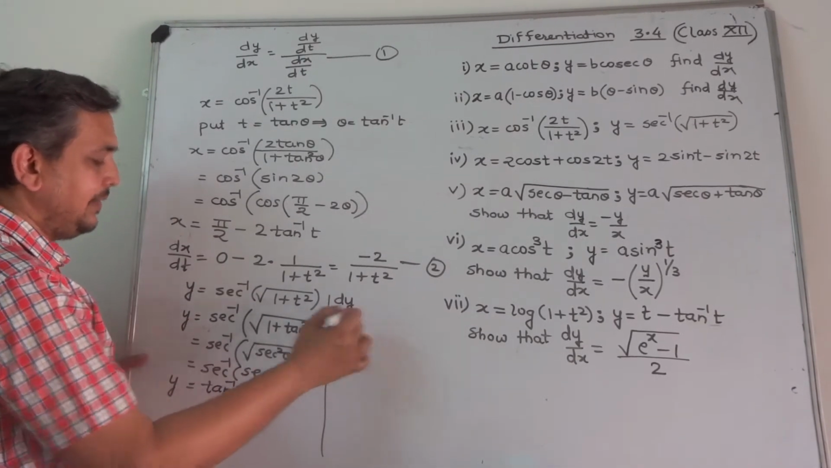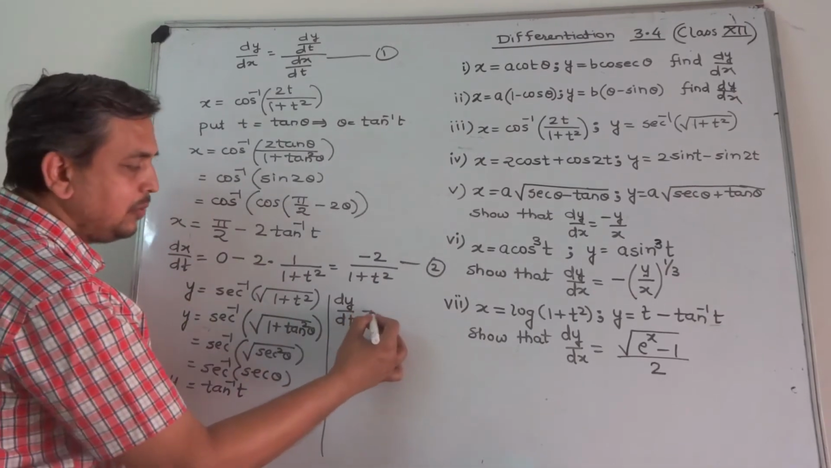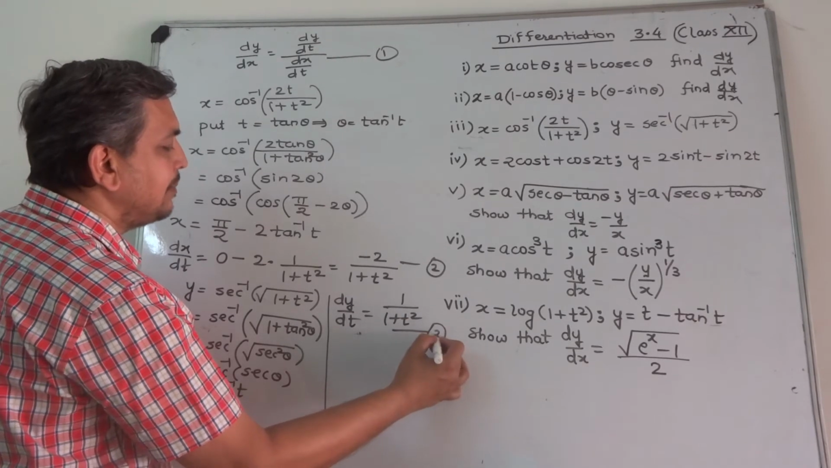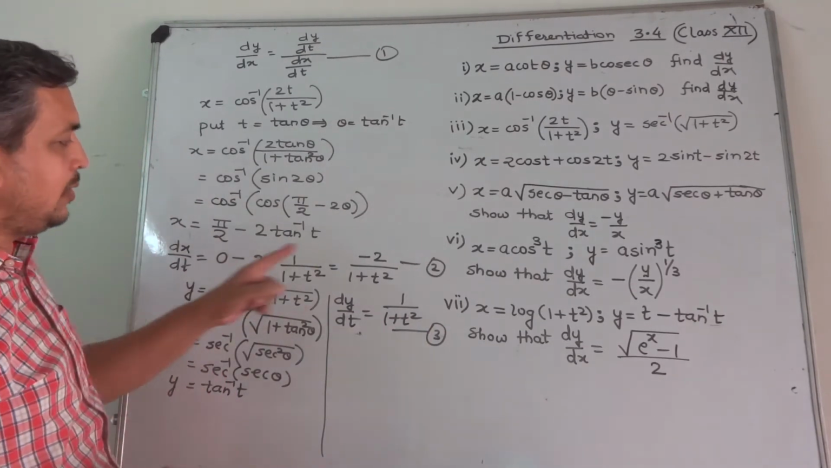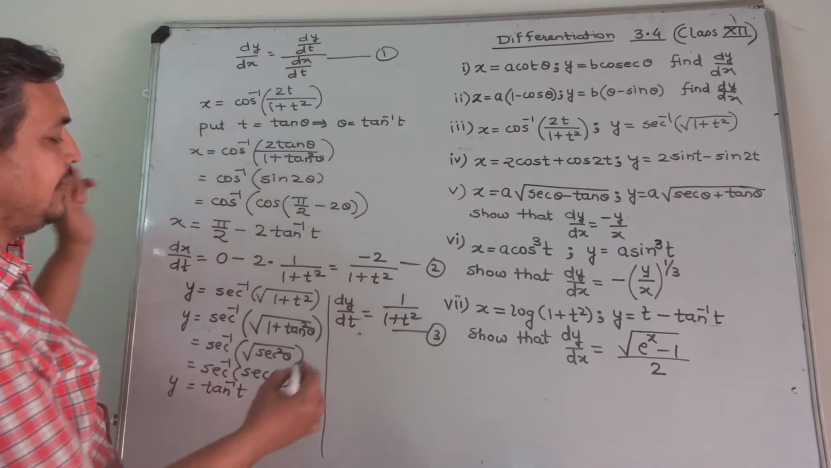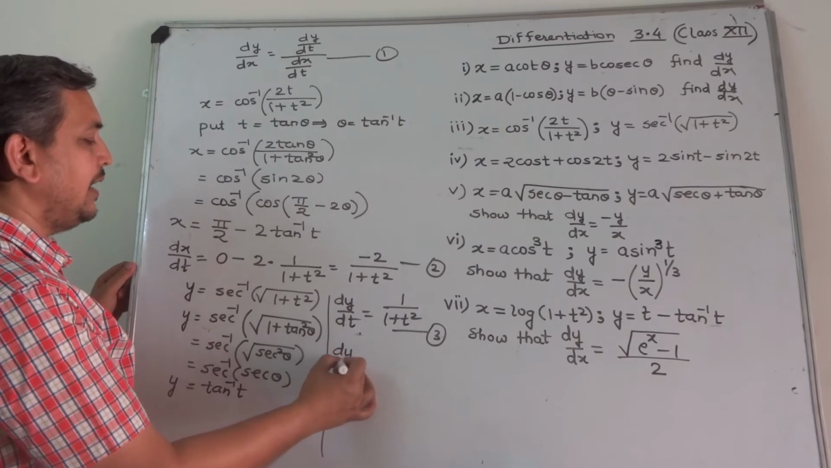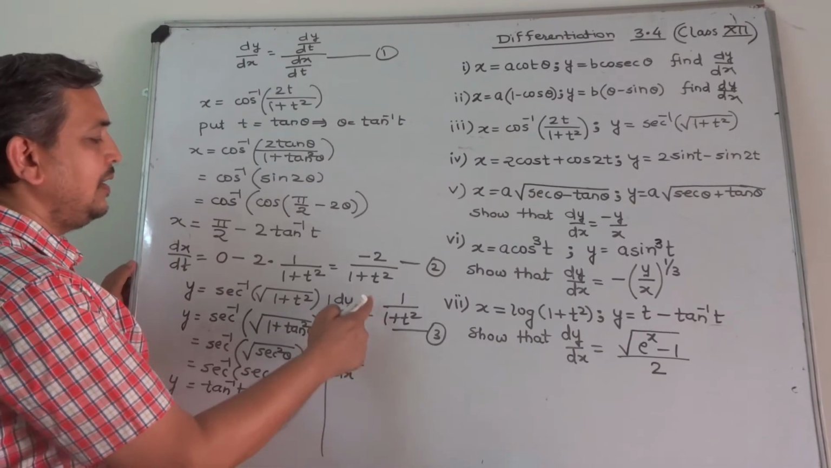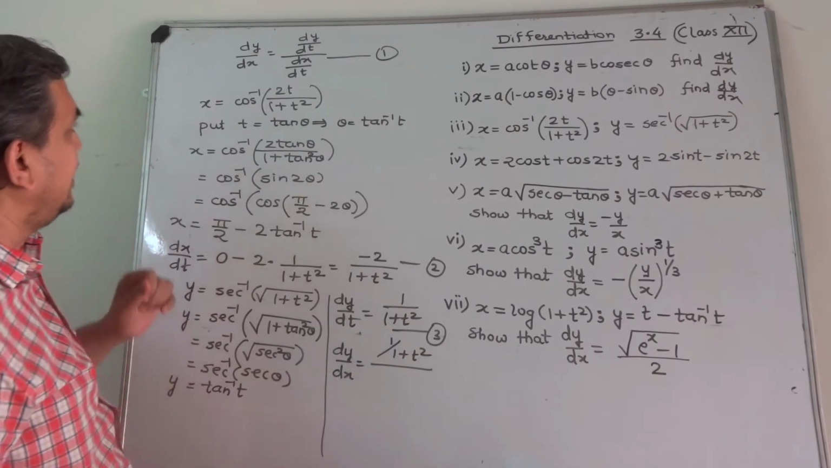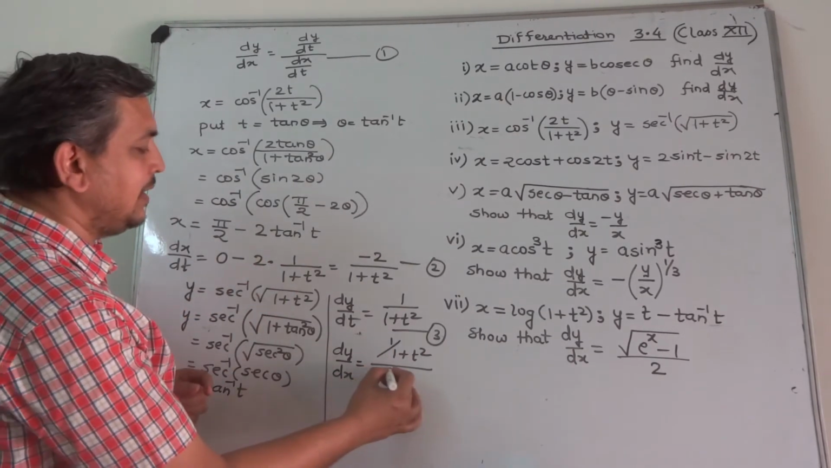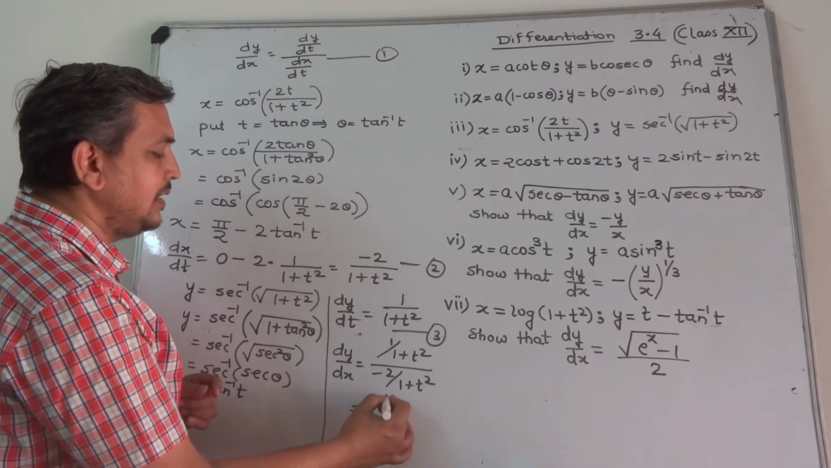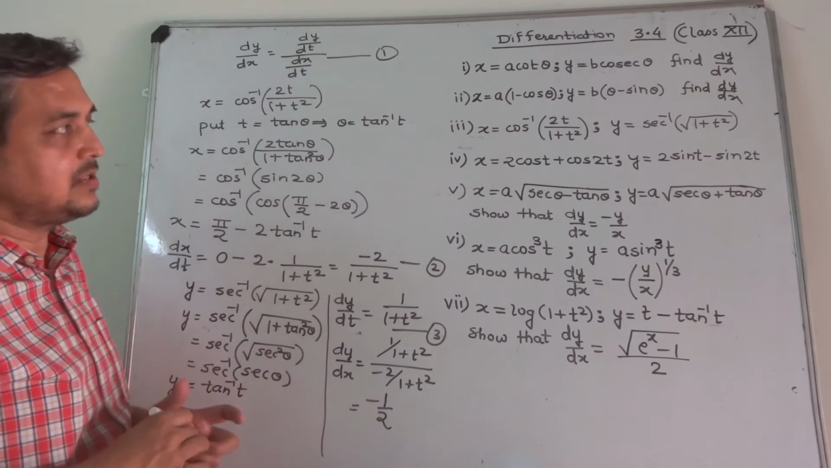And the next step, dy by dt. Derivative of y with respect to t will be equal to 1 upon 1 plus t square, and this is number 3. Now students, we have number 2 here and number 3 here. Using this 2 and 3 in 1, we can write dy by dx equal to dy by dt is 1 upon 1 plus t square and dx by dt is minus 2 upon 1 plus t square. This denominator gets cancelled and the answer is minus 1 by 2.